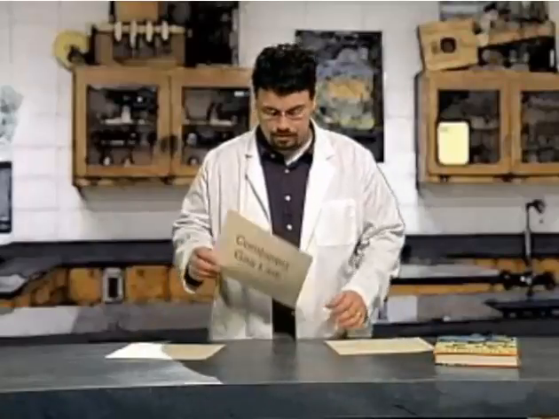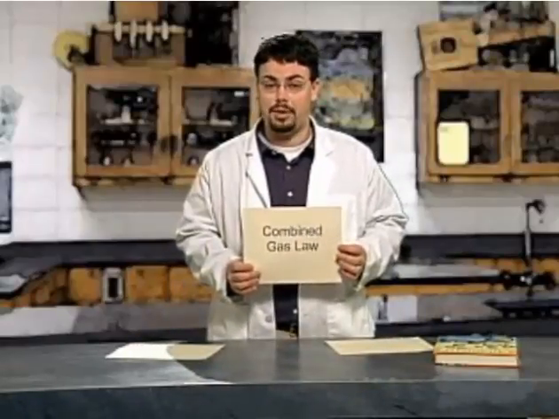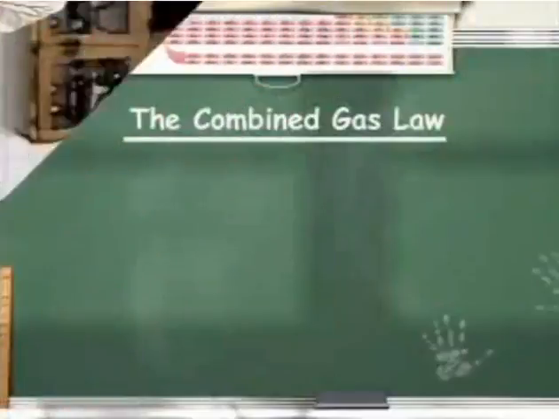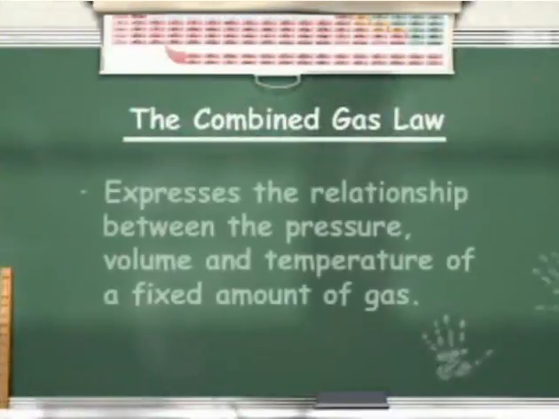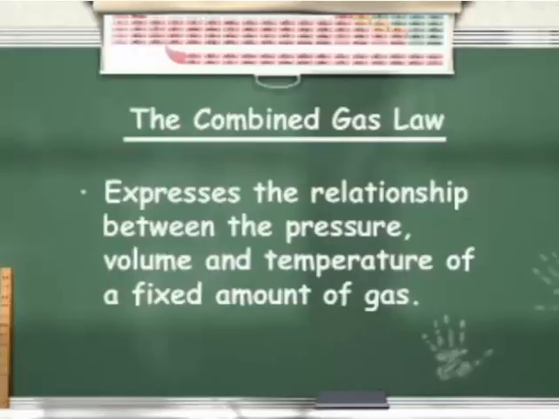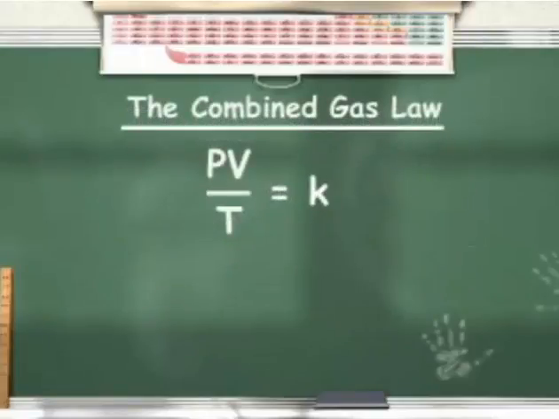That's when the combined gas law comes into play. The combined gas law expresses the relationship between the pressure, volume, and temperature of a fixed amount of gas. Mathematically, the combined gas law is expressed as PV over T equals K.